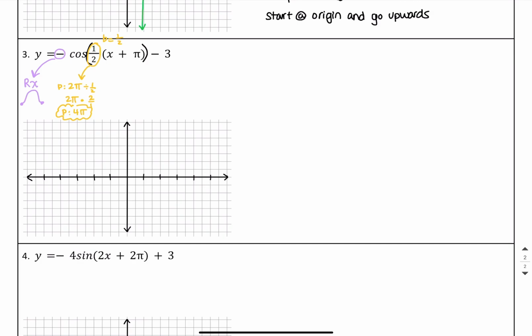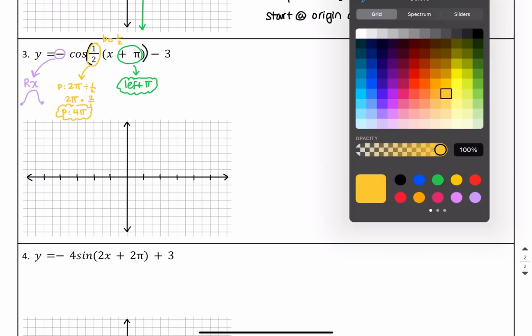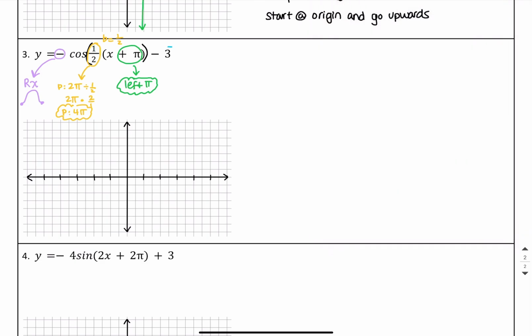Then I have this plus pi inside, which means I'm moving to the left pi. And if I'm moving to the left pi, that's going to change my y-axis. And then I have this minus 3 on the outside, which tells me I'm moving everything down 3, which is going to affect my x-axis.